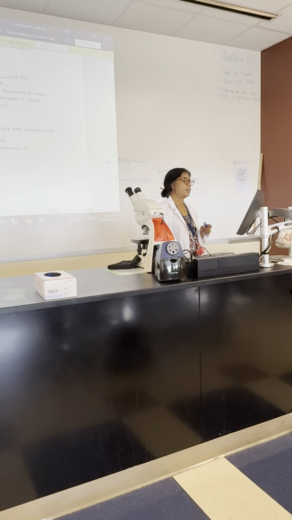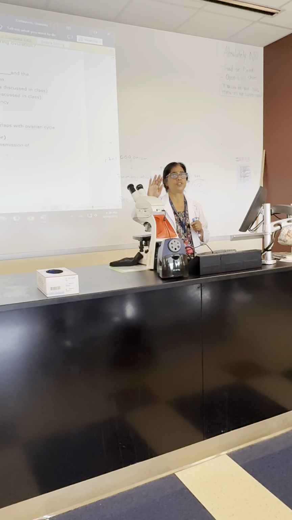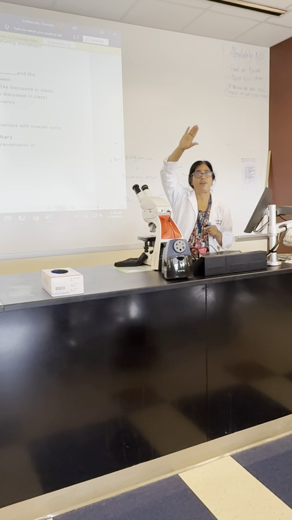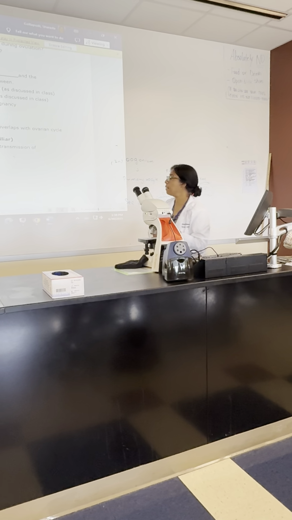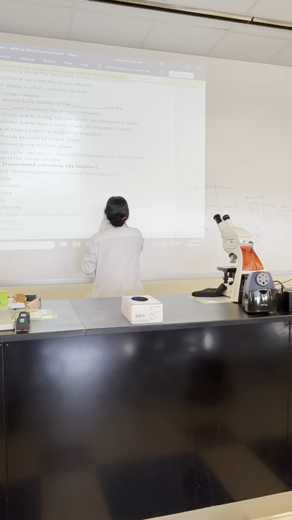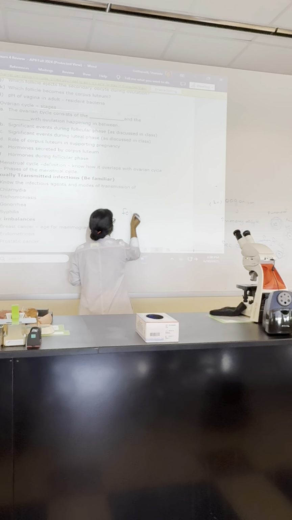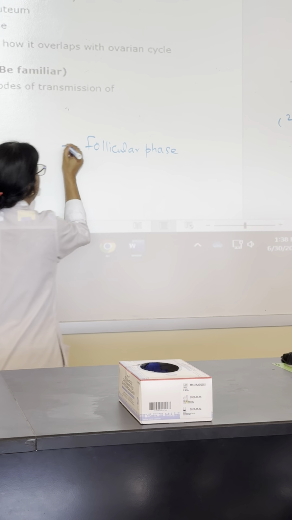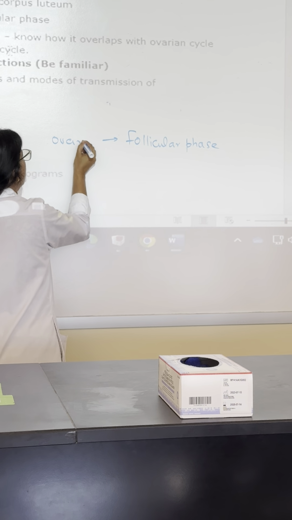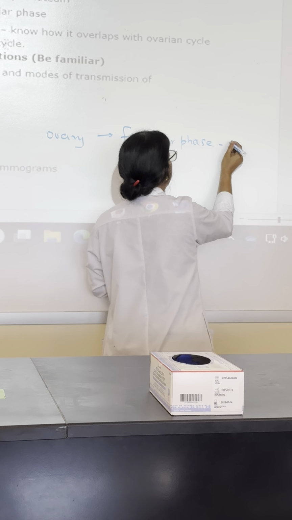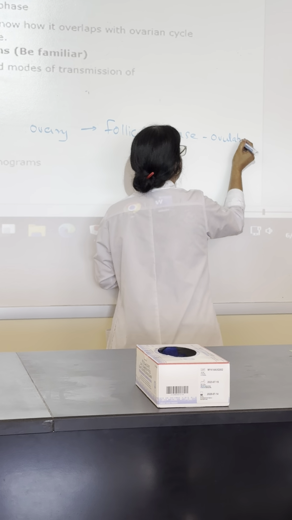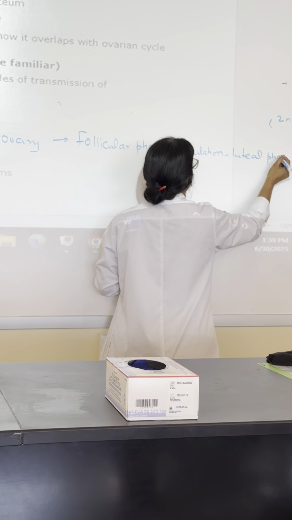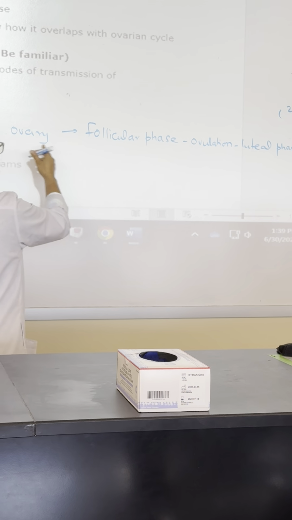Menstrual cycle. What are the phases of the menstrual cycle now? What's happening in the uterus? Menses, proliferation, secretion. Let me write it here so you overlap it. Let me write the location so you all remember it. Ovary: follicular phase, then ovulation, then luteal phase. Now that's for the ovary.